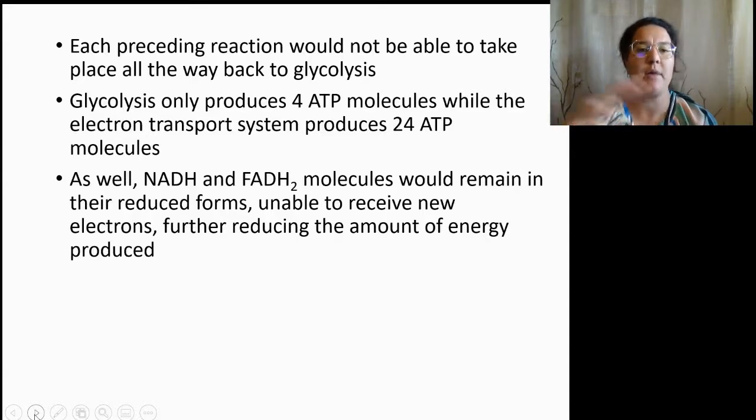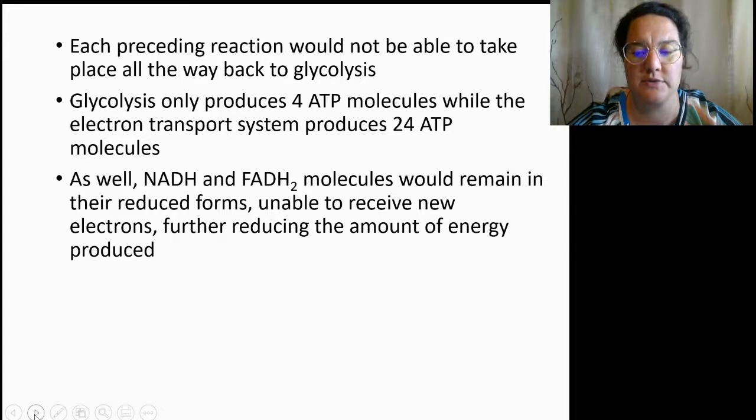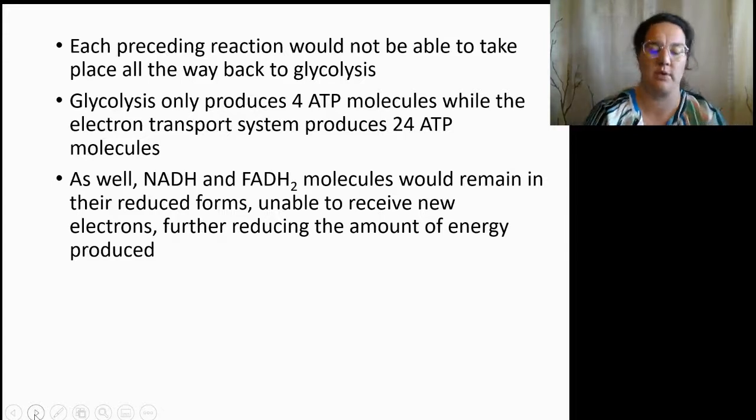So as our final wrap up, glycolysis produces 4 ATP molecules, while the electron transport system produces a total of 24 ATP molecules. As well, NADH and FADH2 molecules would remain in their reduced forms if that oxygen didn't move the hydrogen ions out at the end of the electron transport chain, unable to receive new electrons, further reducing the amount of energy produced. So the oxygen is a very important component to the cellular respiration cycle.